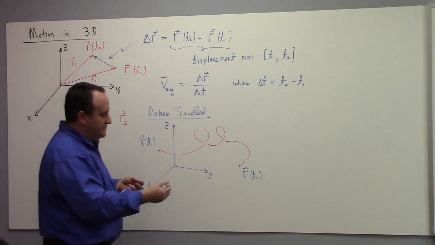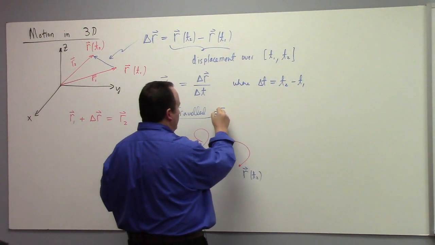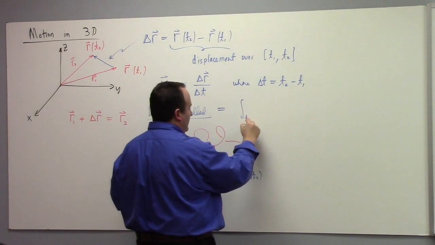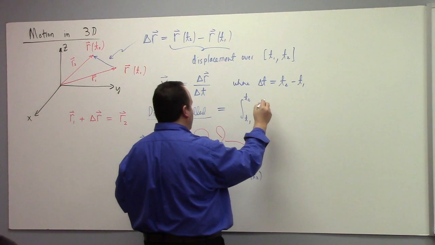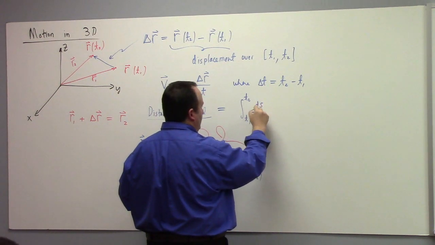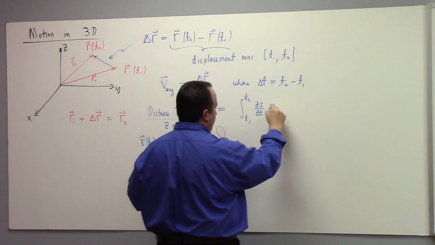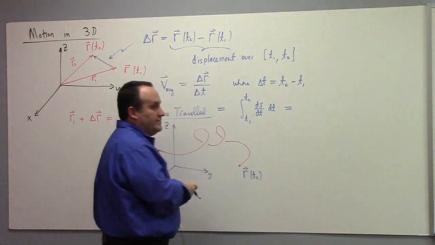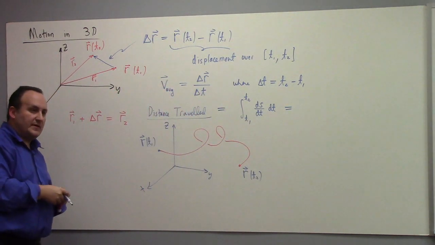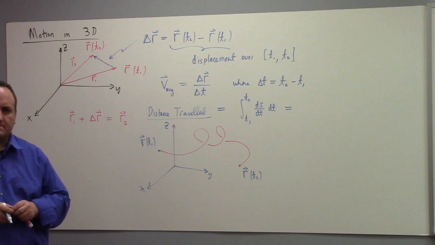So the distance traveled is equal to the integral from t1 to t2 of ds/dt dt. Now here s is arc length, all right? What is ds/dt?